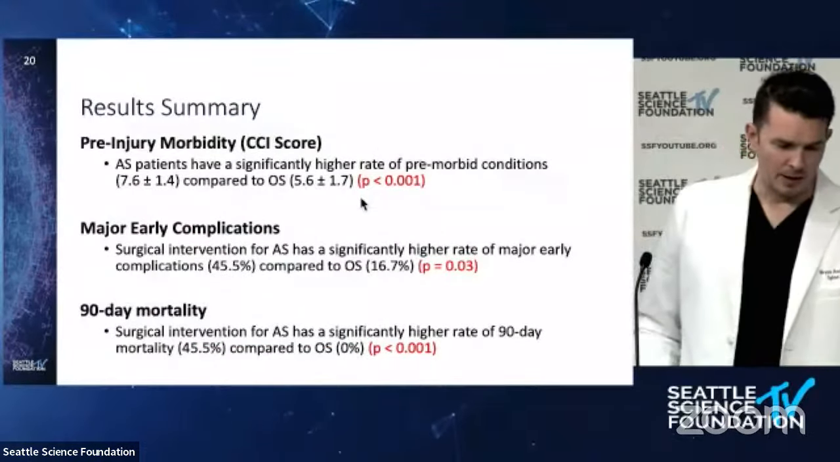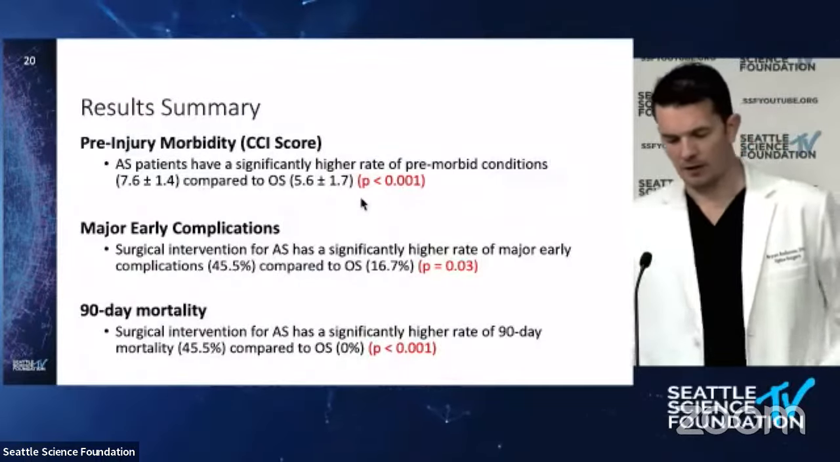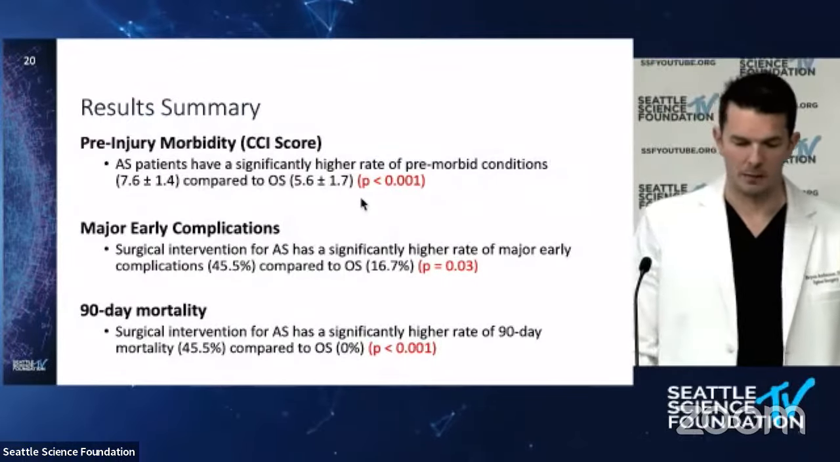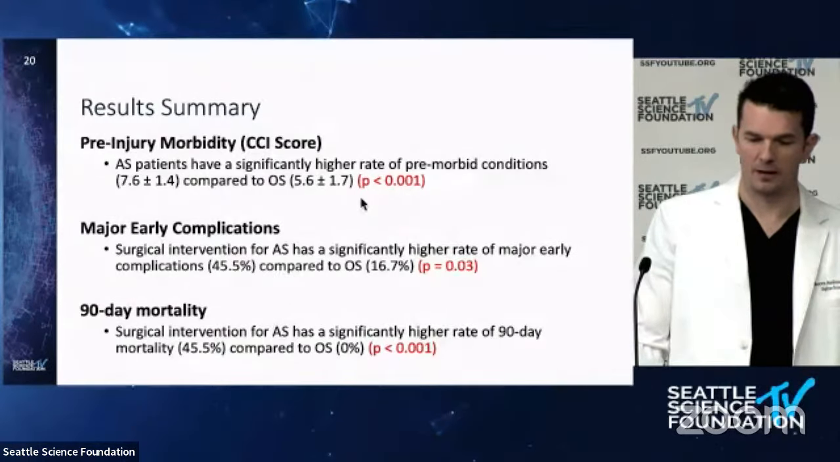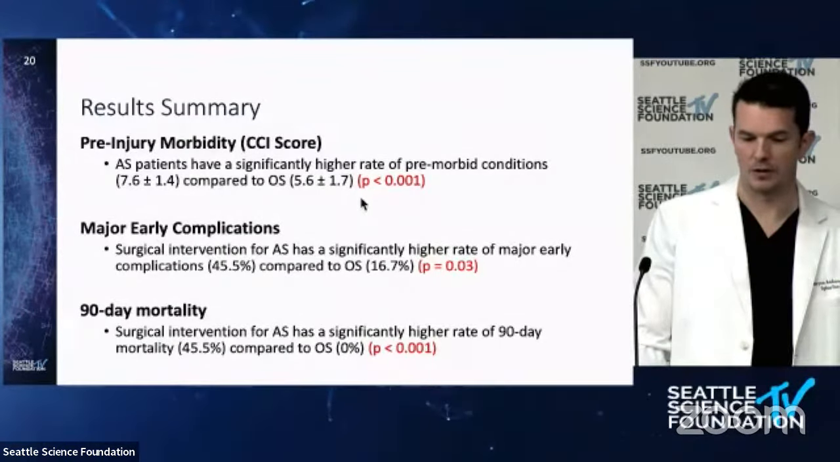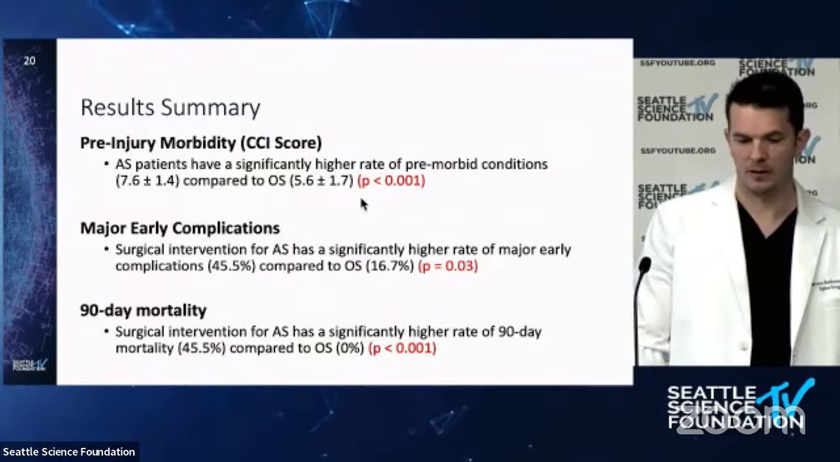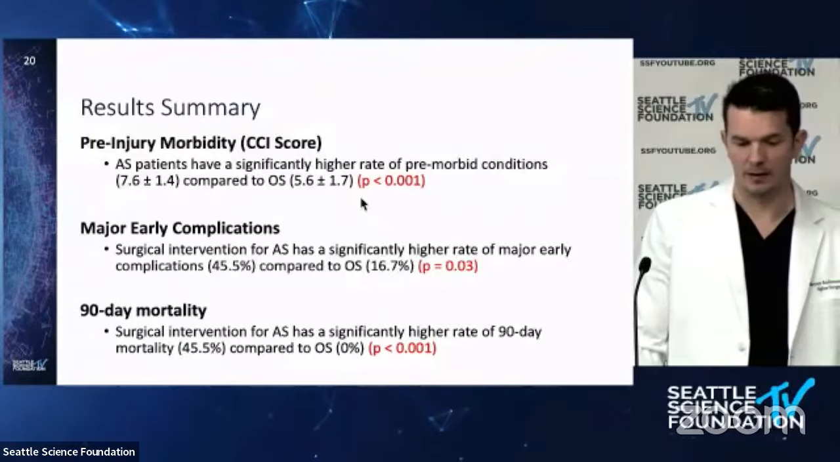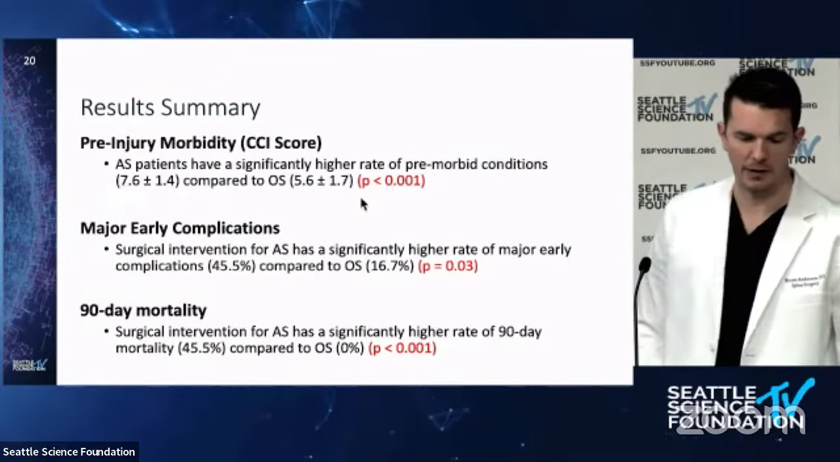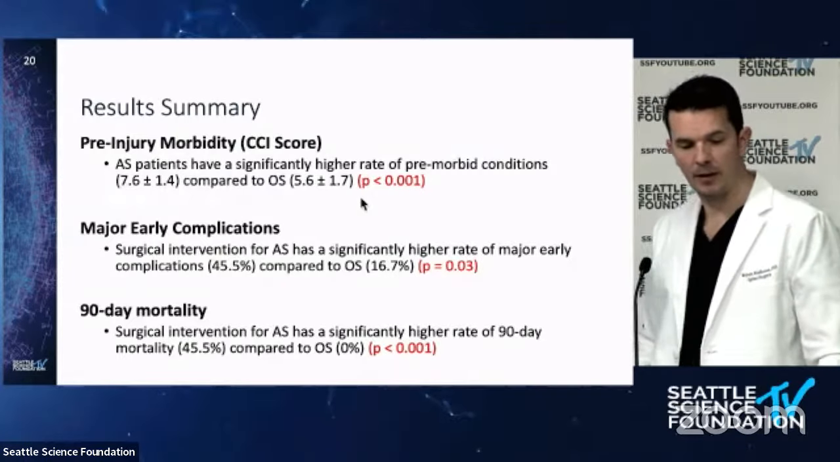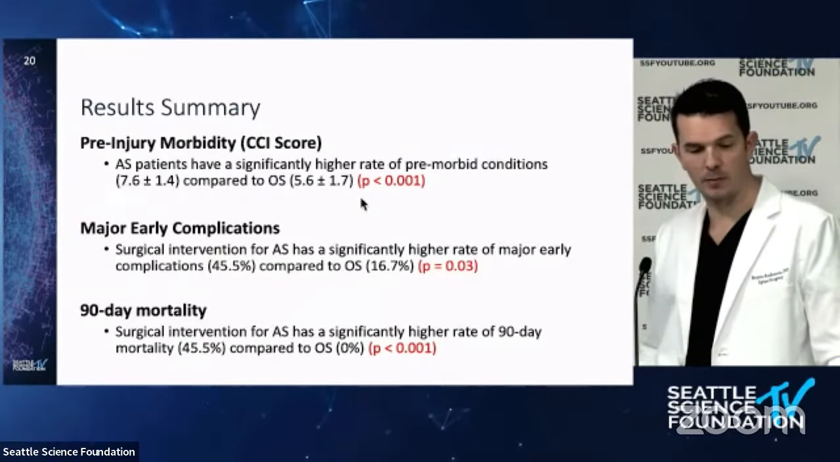So in summation of the results, three things that are important to note coming out of this paper are that patients with AS have a higher rate of premorbid conditions, which is statistically significant. The CCI score is 7.6 compared to 5.6. Major early complications are, again, statistically significant and much higher. 45% of these patients have early complications, so nearly half, compared to the osteoporotic group, which is only at 16%.